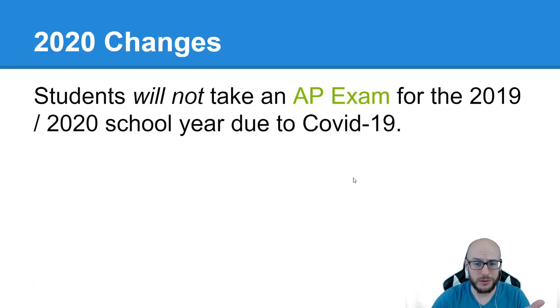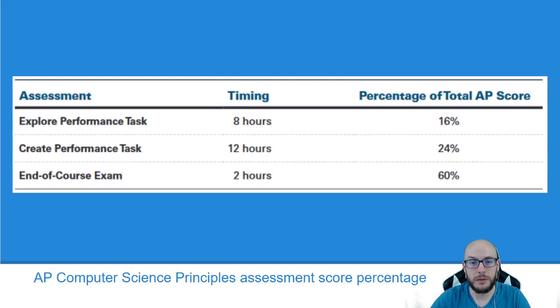Now, due to COVID-19, there simply won't be an AP exam for this year. That means your AP score is completely coming from these performance tasks. I have not seen a breakdown of how that score is going to be. I'm not sure if it exists, maybe I just missed it. But what I'm expecting, due to the breakdown here, is that the Explore task will be somewhere between 30 to 40%, and the Create task will make up the rest, between 60 to 70% of your AP score.